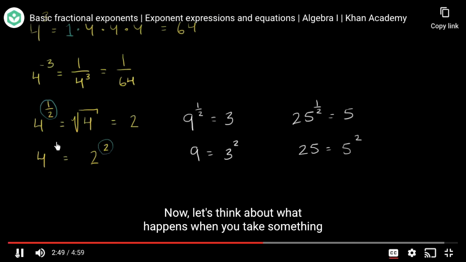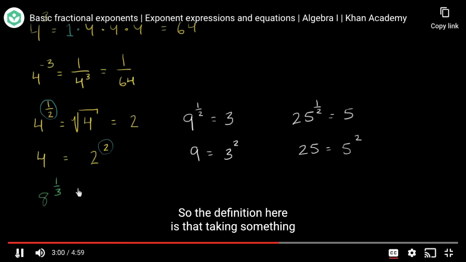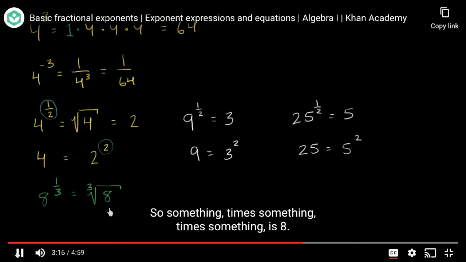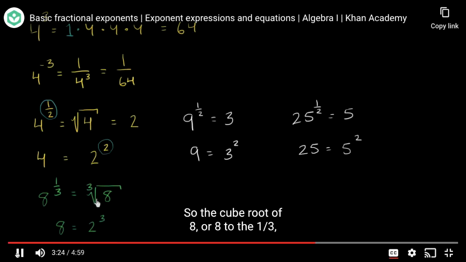Now, let's think about what happens when we take something to the 1/3 power. So let's imagine taking 8 to the 1/3 power. The definition here is that taking something to the 1/3 power is the same thing as taking the cube root of that number. And the cube root is saying, what number, if I had 3 of that number and I multiply them, I'm going to get 8. So something times something times something is 8. Well, we already know that 8 is equal to 2 to the 3rd power. So the cube root of 8, or 8 to the 1/3, is just going to be equal to 2.